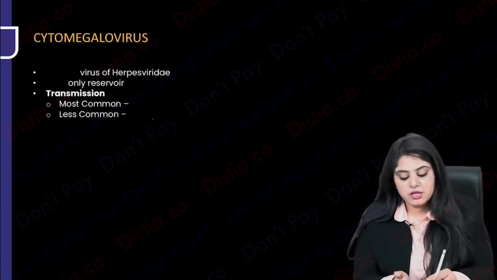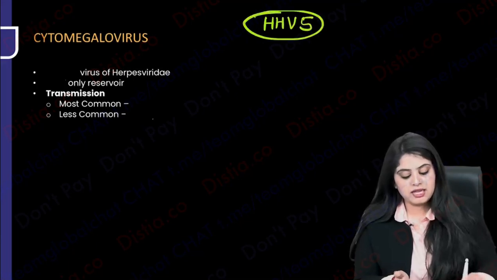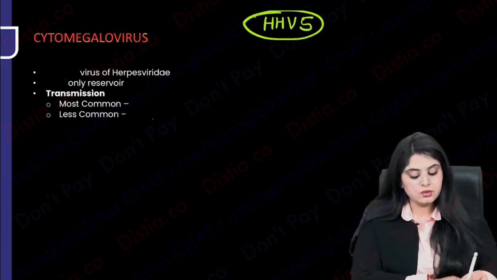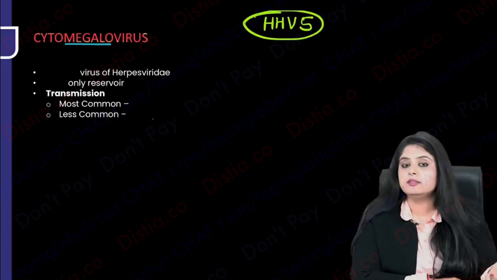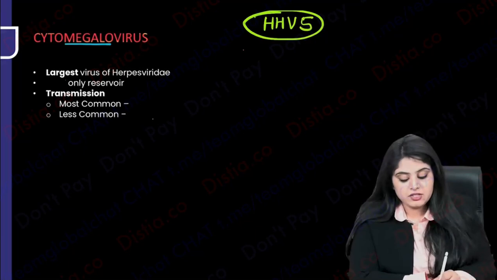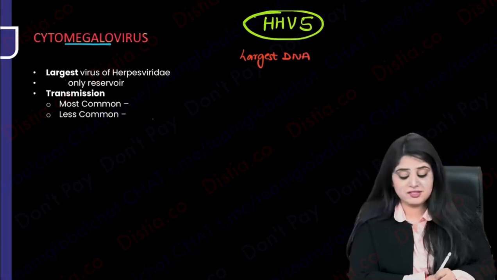Guys, what was human herpes virus 5? And that was cytomegalovirus. Please note, cytomegalovirus, the word only tells you megalo, it is big. It is the largest virus of this family. Dhyan se padna, which is the largest? Next, last time I'm asking you, so many times I've asked you.